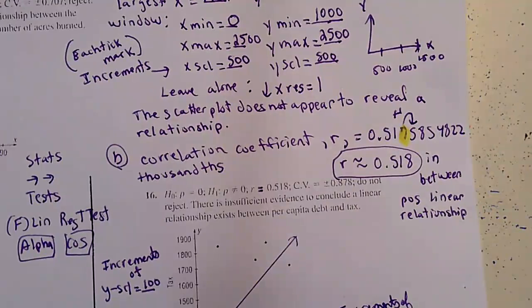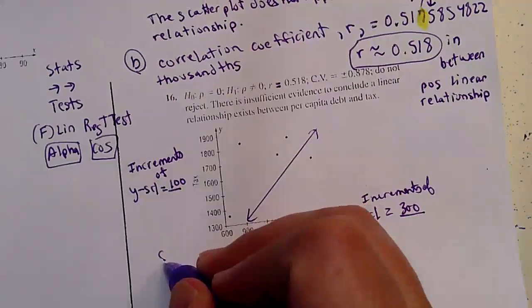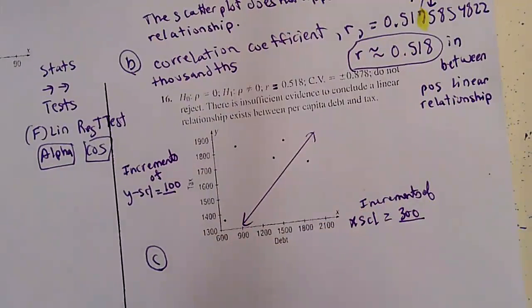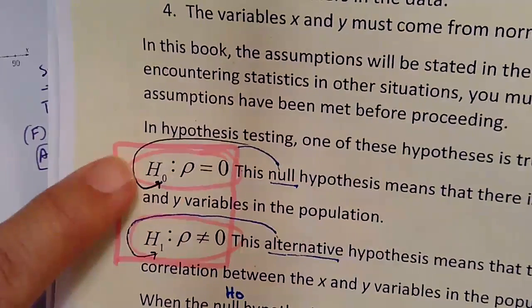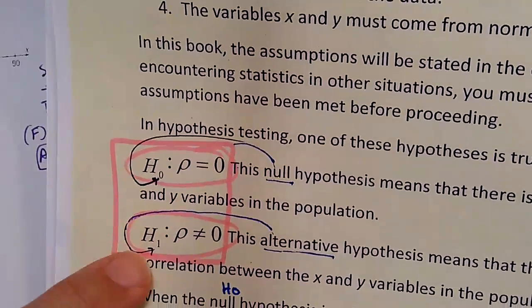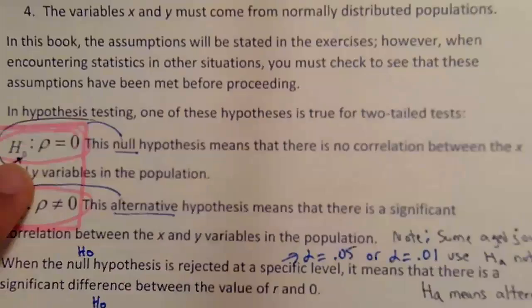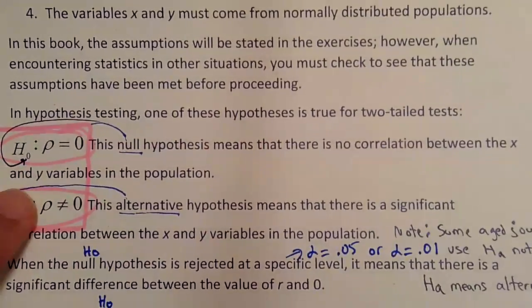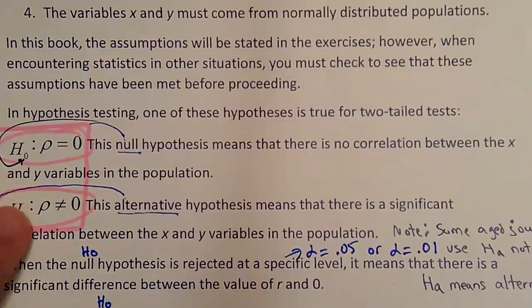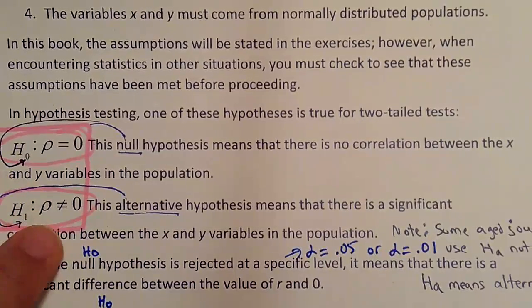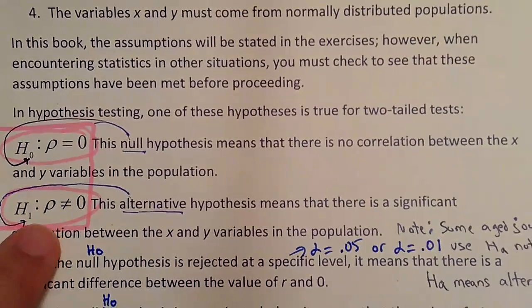So that's the purpose of that, to just think about the correlation coefficient. Okay, then you want to state the hypothesis. That's part C. When you state the hypothesis for this Pearson's correlation test, this will always be your setup. You have the null hypothesis, and this is the alternative hypothesis. The null means there's no correlation between the X and Y variables in the population, and the alternative hypothesis means that there is a significant relationship.